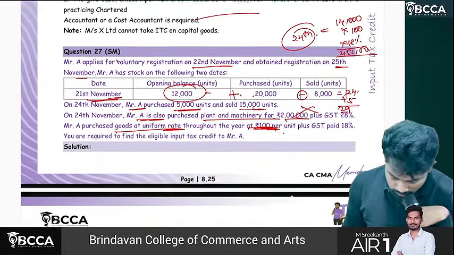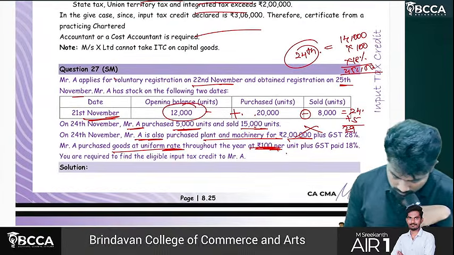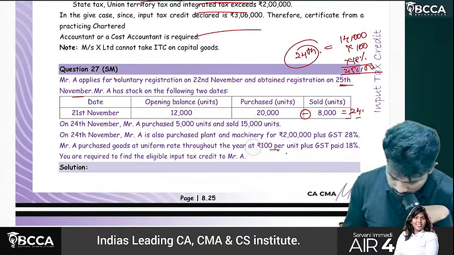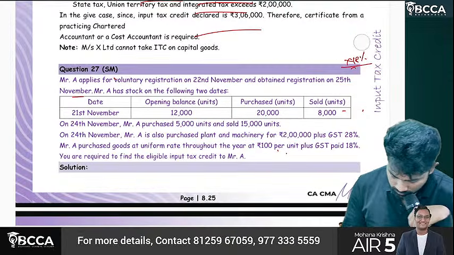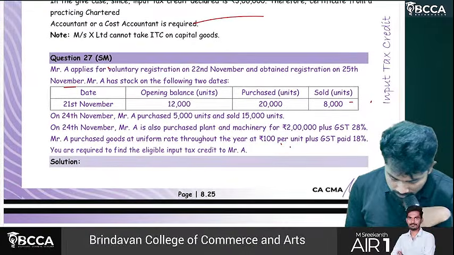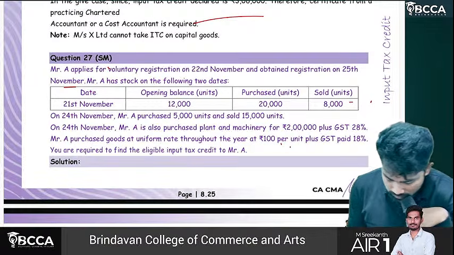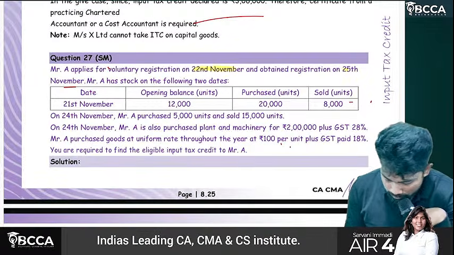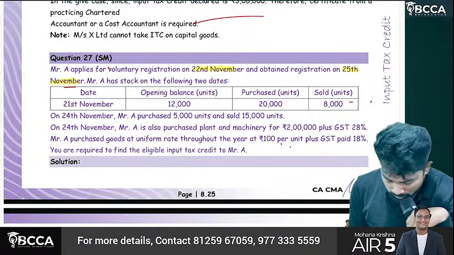Sir, look at question number 27, sir. A applies for voluntary registration on 22nd November and obtained registration on 25th November. A has stock on the following due dates. How much?